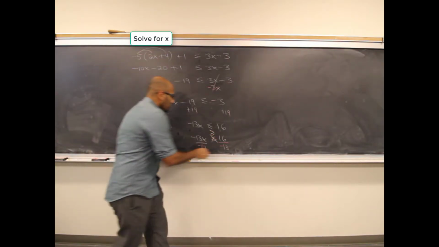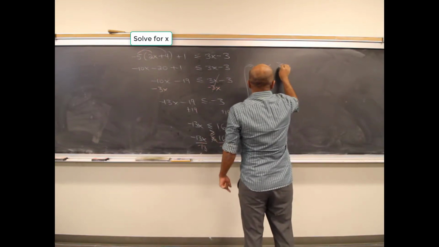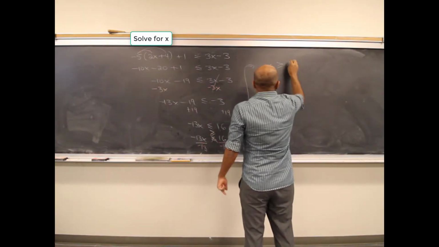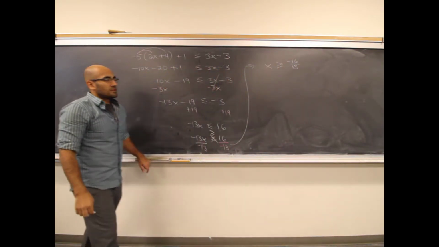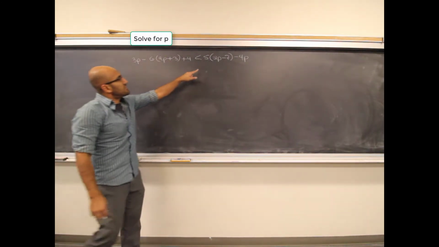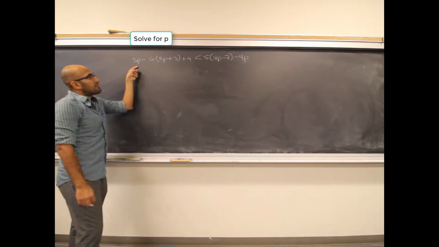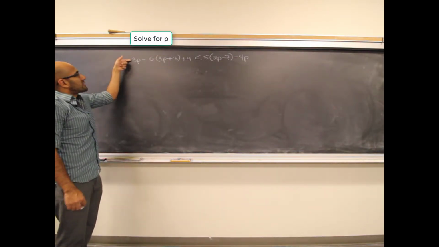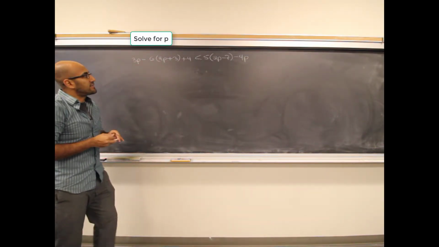Okay, so I end up with x is greater than or equal to negative 16 over 13. Questions? Okay, let's solve this one for p. So again, keep this neat. We want the inequalities right underneath each other. We've got all the same properties that we had before with an equal sign: distribute, combine like terms, move terms by adding or subtracting, divide.